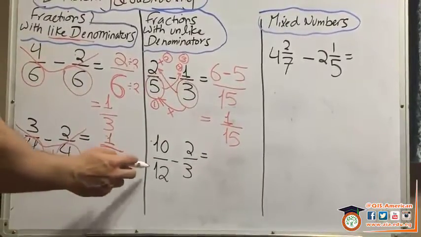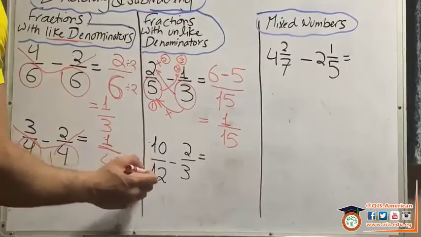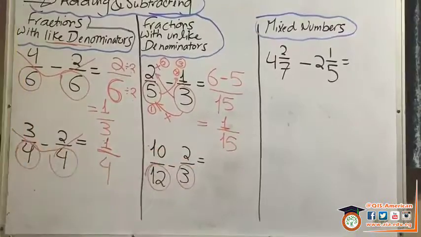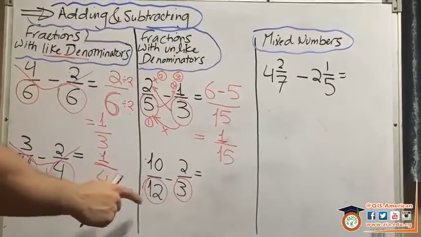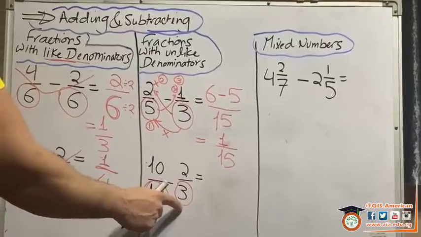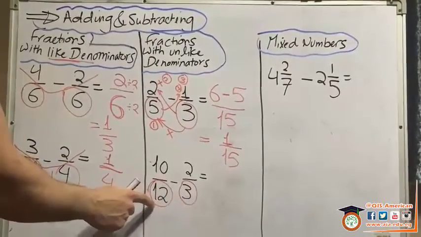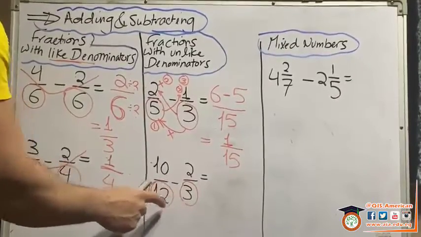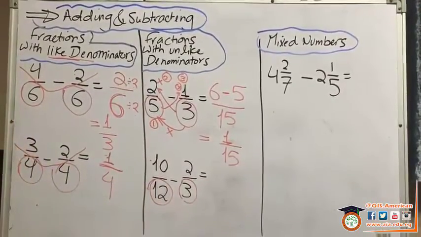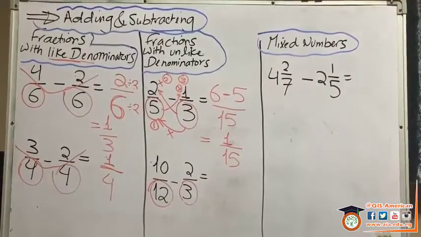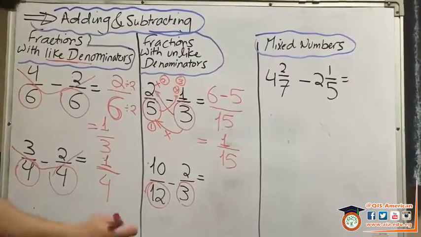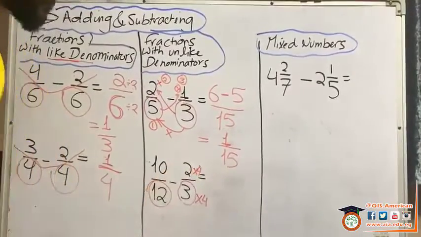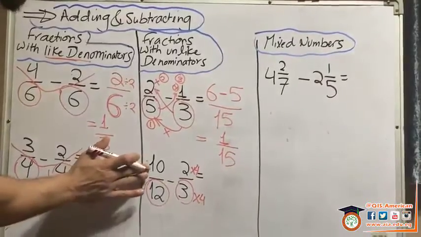Okay, let's take a look at this one. Here I have 10 over 12 minus 2 over 3. Here I have 12 in the denominator, and here I have 3. Now ask yourself, is there a way to let the small denominator turn into the big denominator? Okay, how can I turn the 3 into a 12 using multiplication? 3 times what gives me 12? 3 times 4. Okay, that means that I can multiply by 4 here, above and below, using the do-do rule, and keep this one as it is.